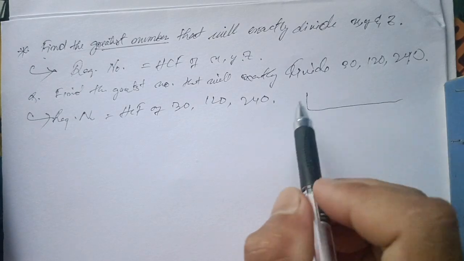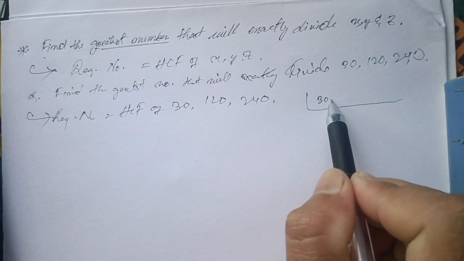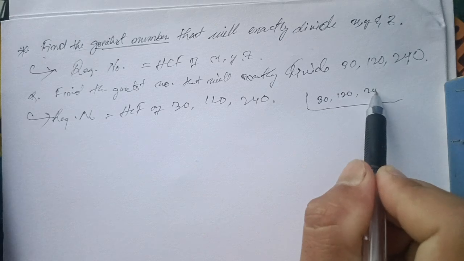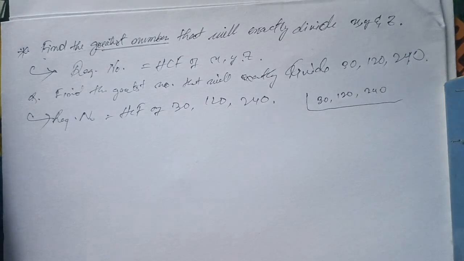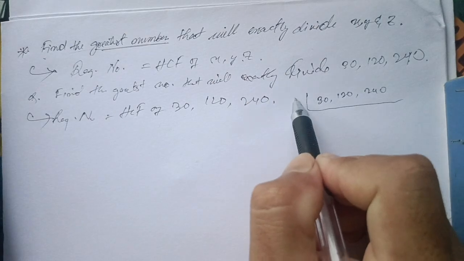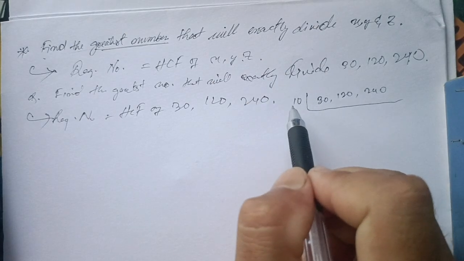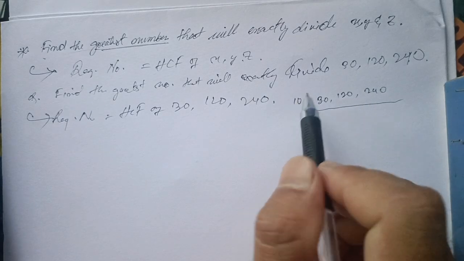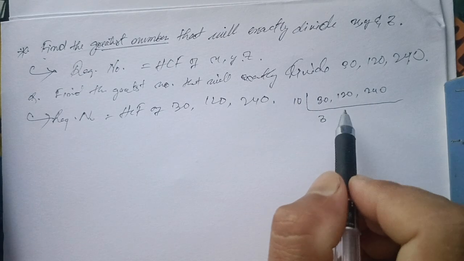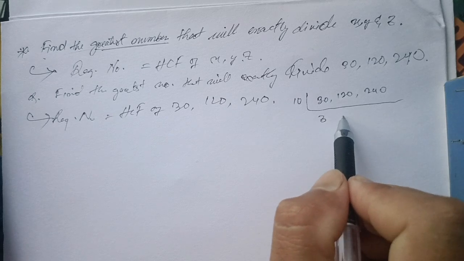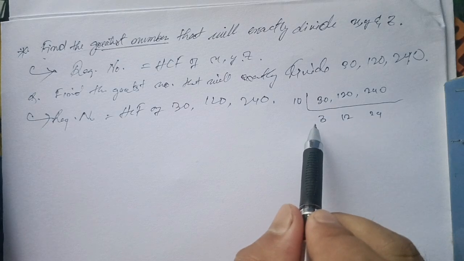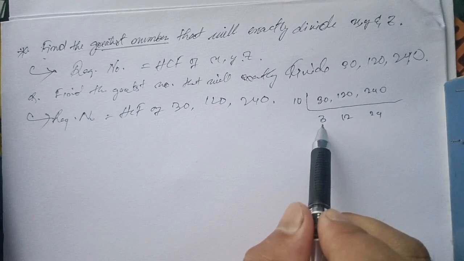So for 30, 120, and 240, we can use the divide method, or we can use prime factorization, to get the HCF. 12, 2, 4.